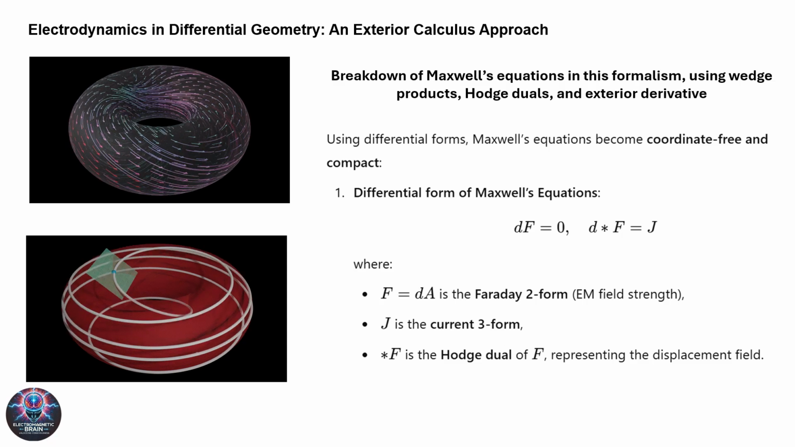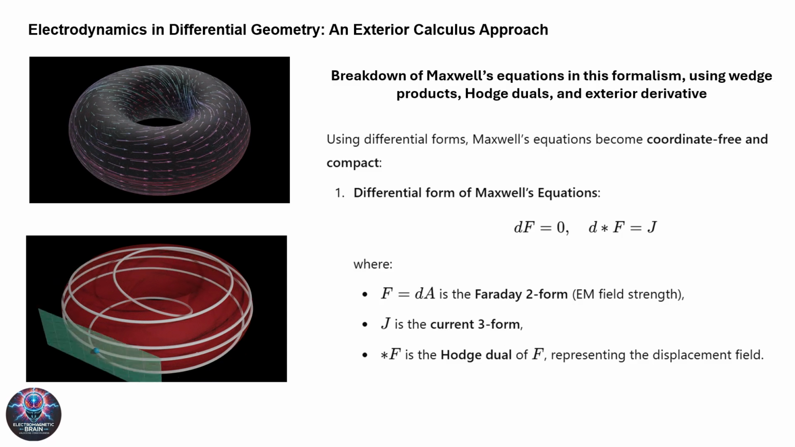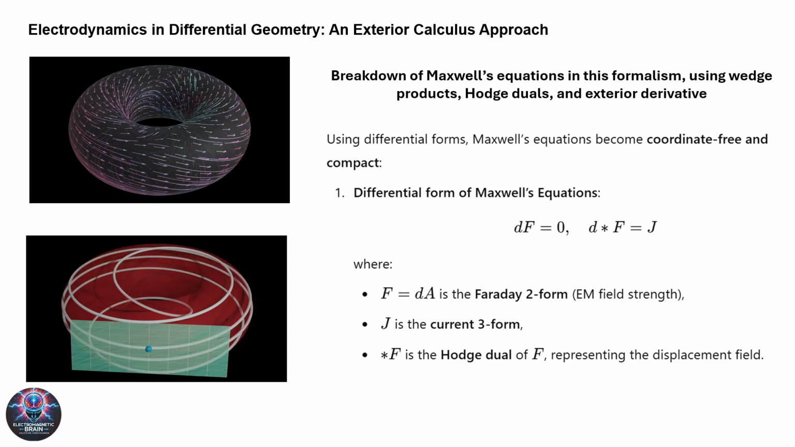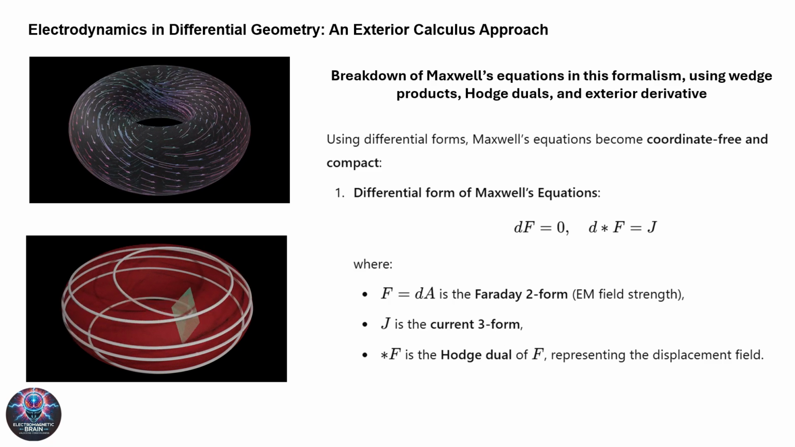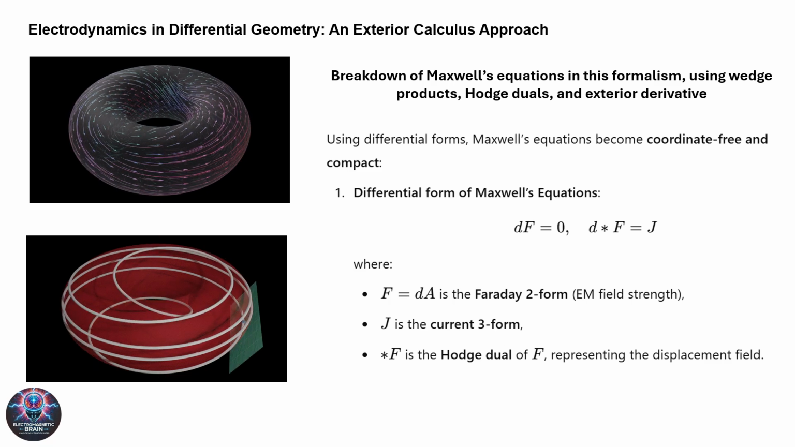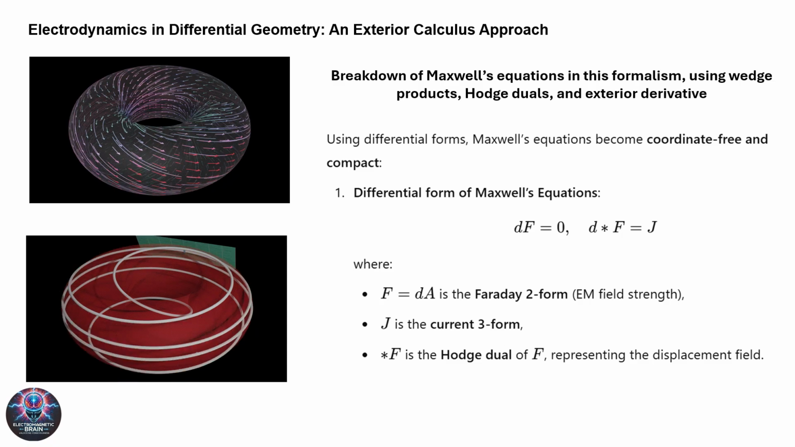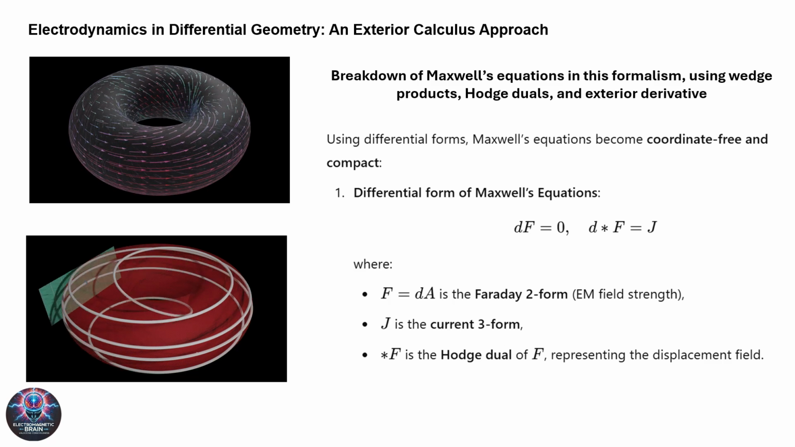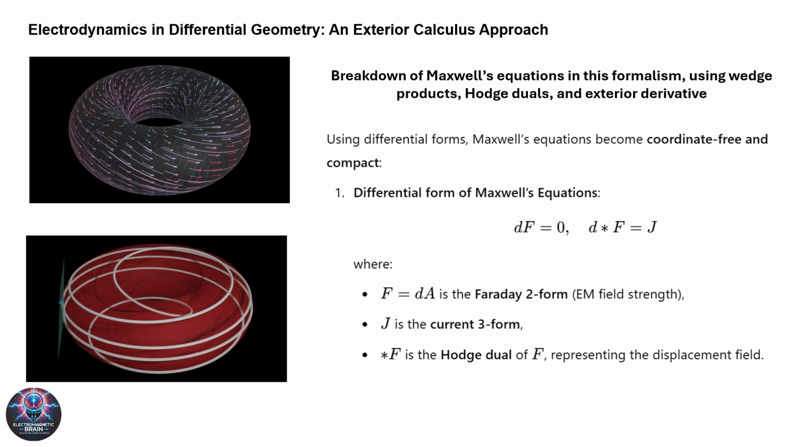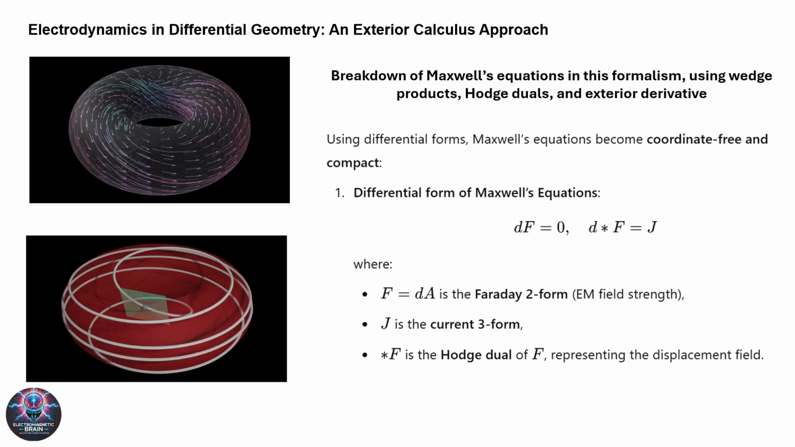In this framework, the electromagnetic field strength Faraday 2-form, F equals dA, where A is the electromagnetic potential 1-form. The current density is described as a 3-form, ensuring conservation laws remain consistent across spacetime. The Hodge dual *F plays a crucial role in defining the displacement field, allowing us to extend electromagnetism naturally into curved manifold settings. By transitioning to this geometric formulation, we gain a deeper insight into electromagnetic field behavior, particularly in non-Euclidean spaces and high-dimensional theories.